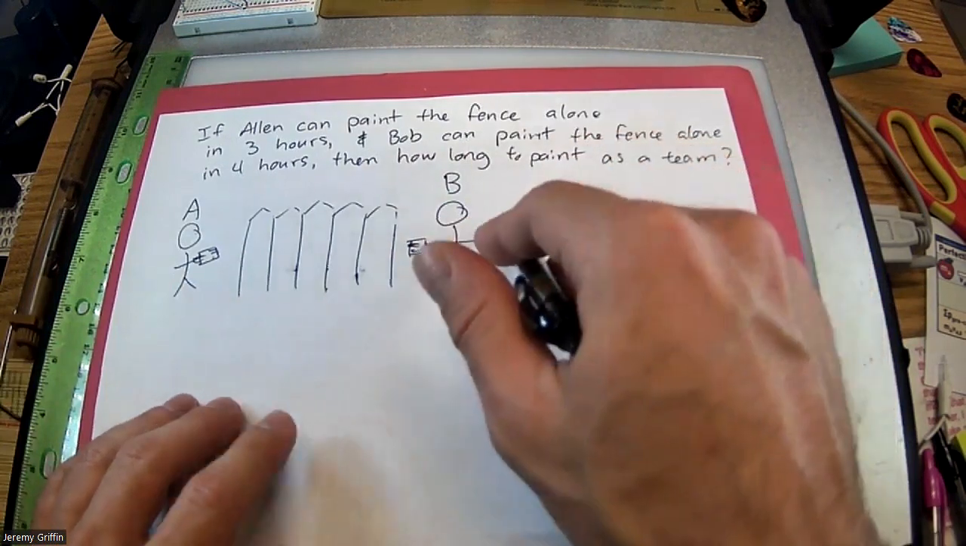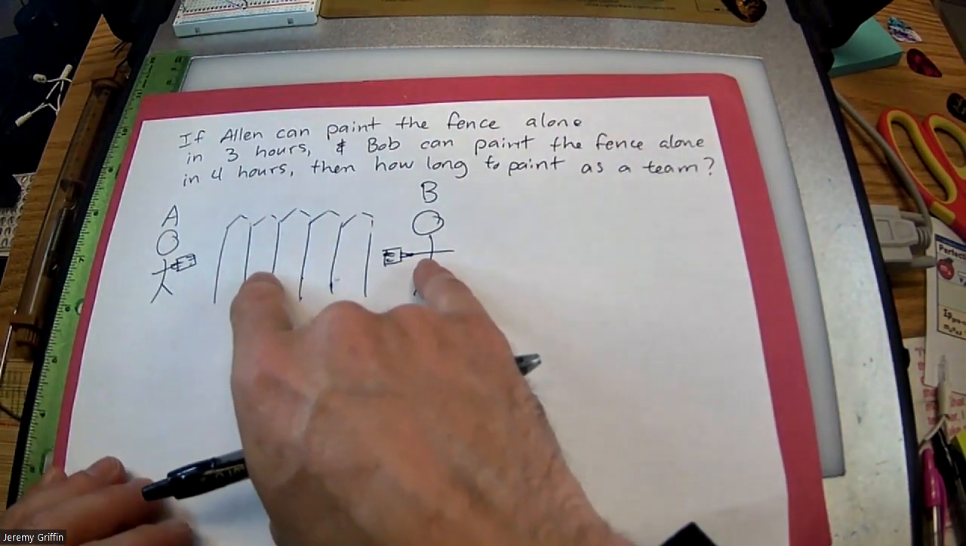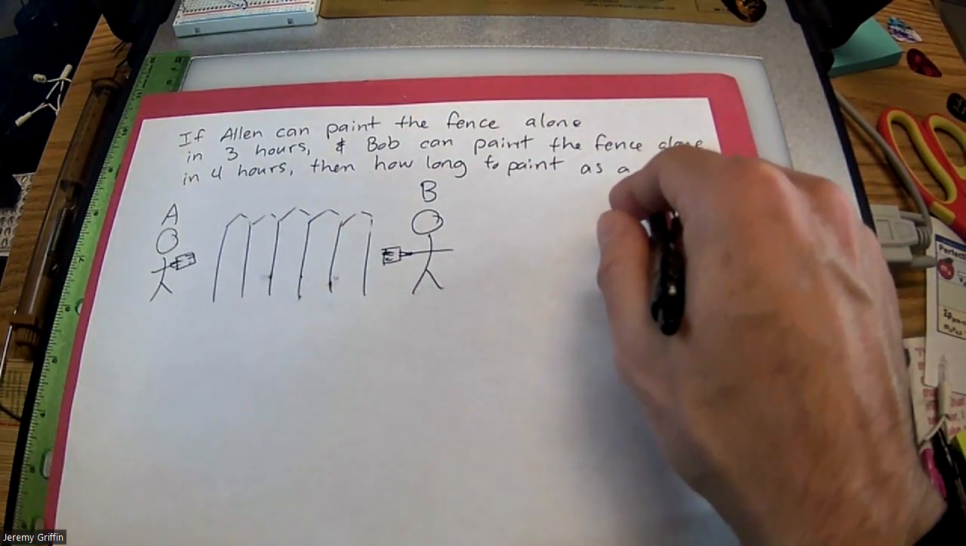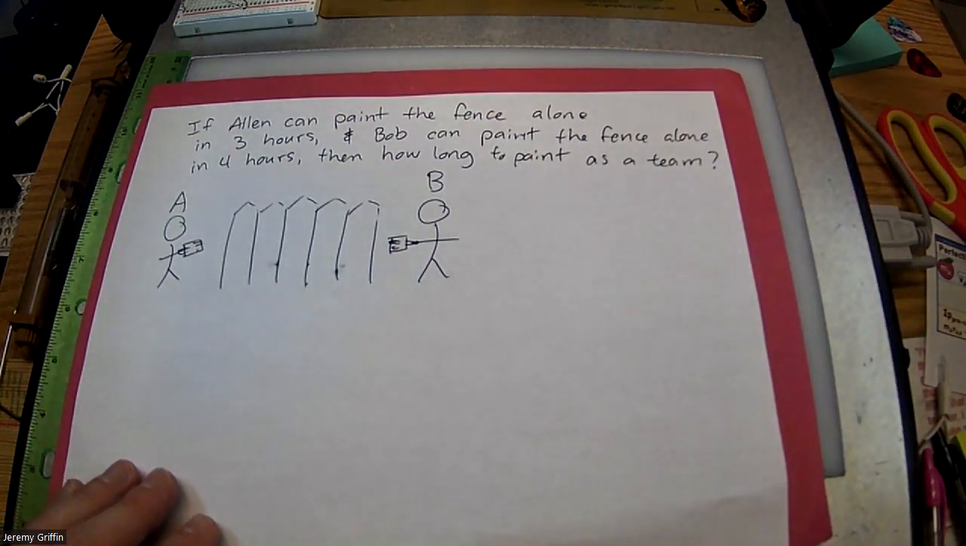Bob, if he worked by himself, he's a little slower. It would take him 4 hours. They're pretty close, but not exactly the same. Okay? But what if they teamed up? Say, hey, let's paint this fence as a team, right? How long is it going to take them to paint the fence?